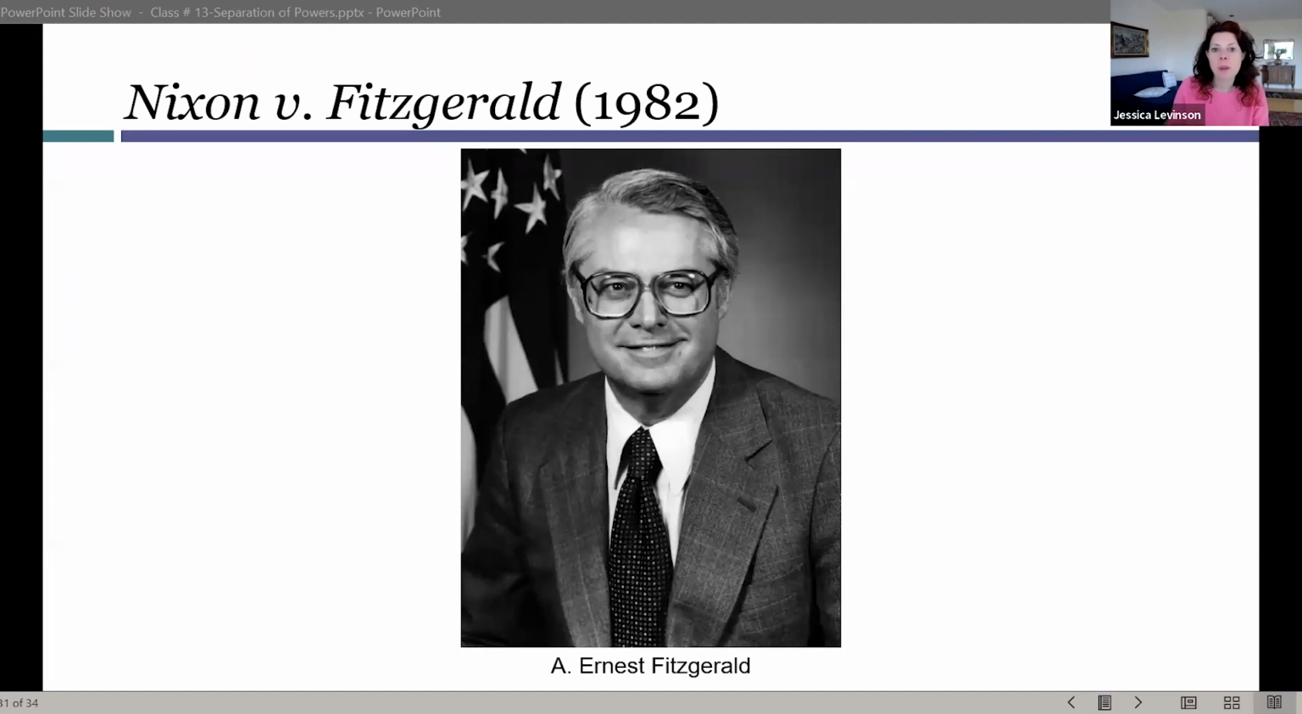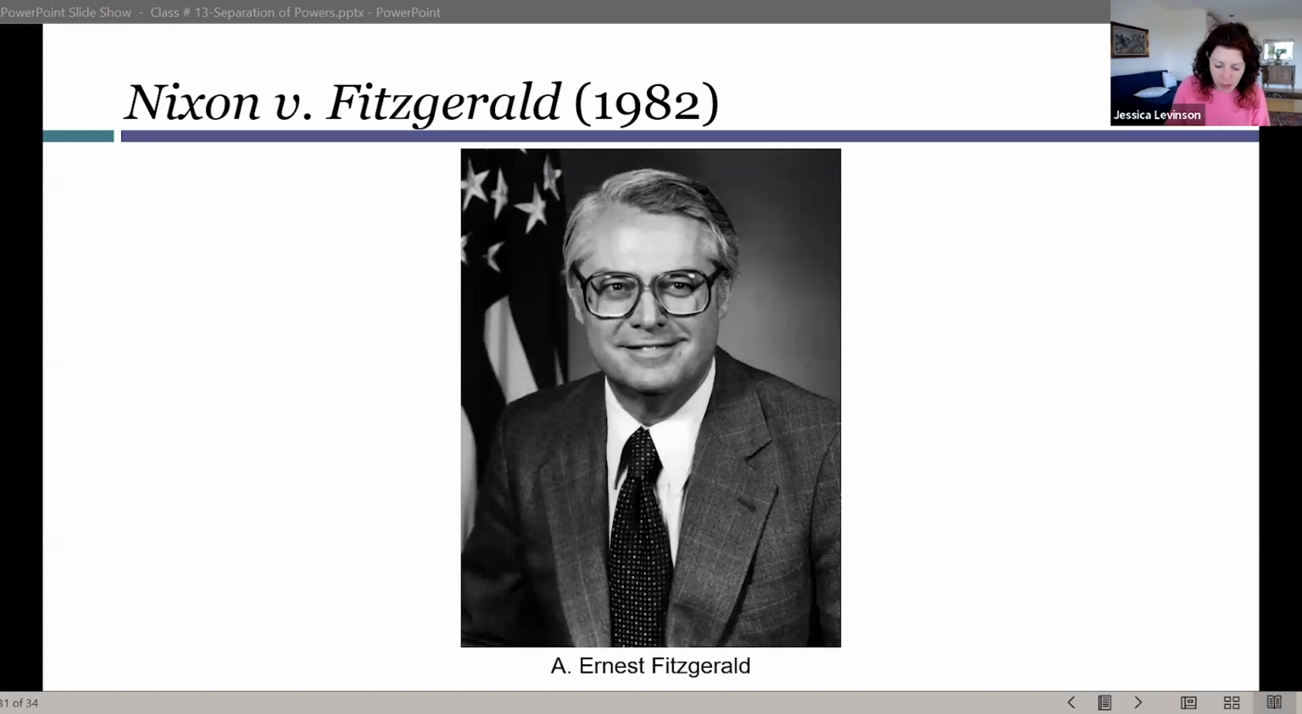It's important for us that President Nixon says, yes, this is something that I did as president, because as we're going to see, part of the dividing line here is between the president acting as a private individual, if he ever can, and the president acting as the president in his official capacity or his official duties.